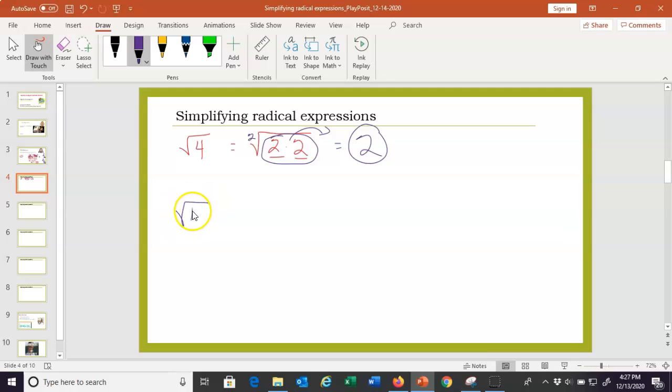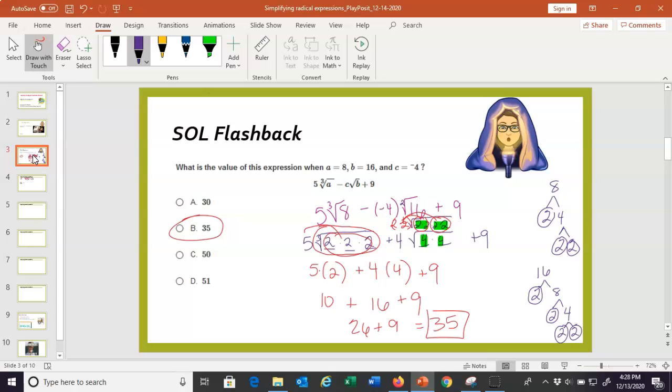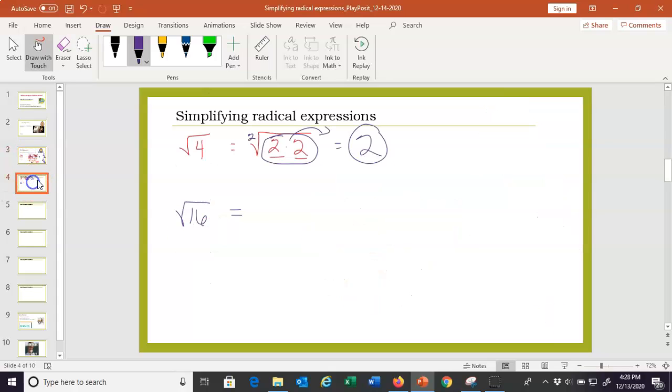How about square root of 16? Did we do that one over here? Yep. Square root of 16 we know is 4 because 4 times 4 is 16. All right, so this is kind of a review from what we did last class when we're looking at perfect squares.